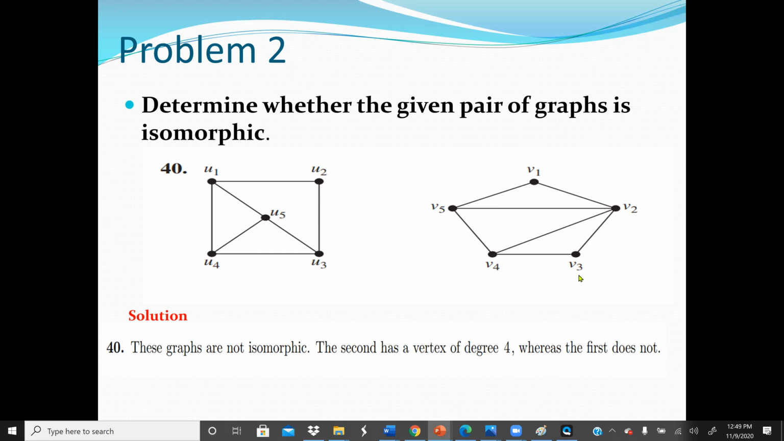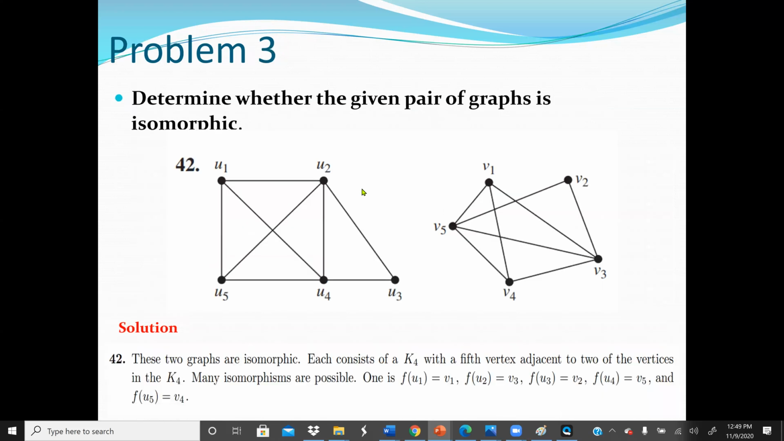So again, to repeat, this is a very straightforward algorithm. The only problem is the time complexity. The more vertices and edges we have, the more time we are going to spend comparing. But it's very straightforward. We want to make sure the number of vertices is the same, the number of edges is the same, and we check that the degree of each vertex matches one-to-one with the second graph.